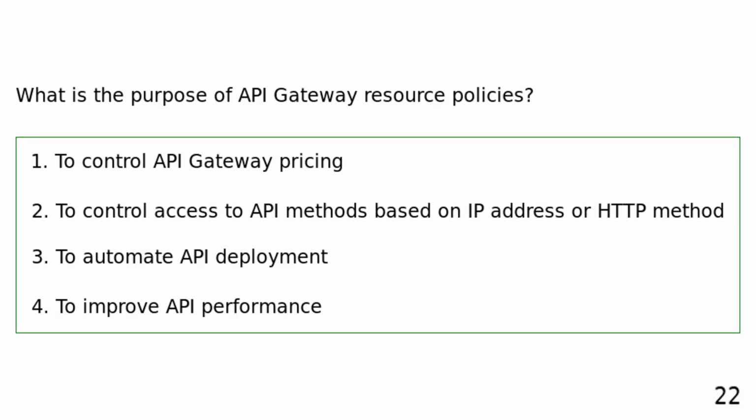What is the purpose of API Gateway resource policies? To control API Gateway pricing. To control access to API methods based on IP address or HTTP method. To automate API deployment. To improve API performance.